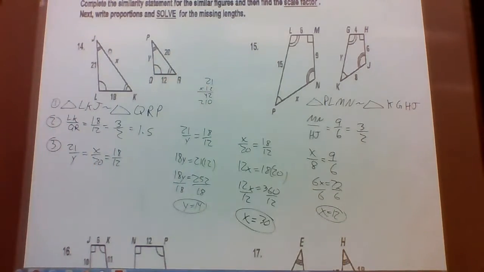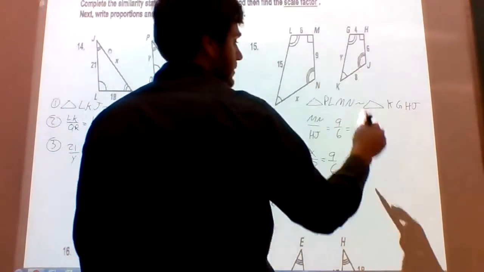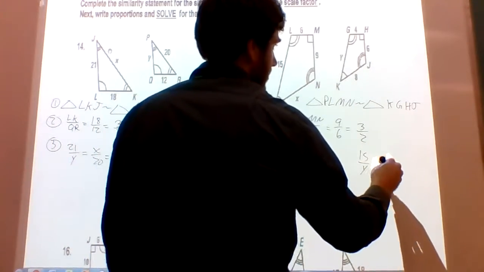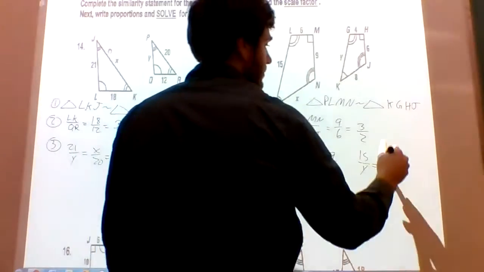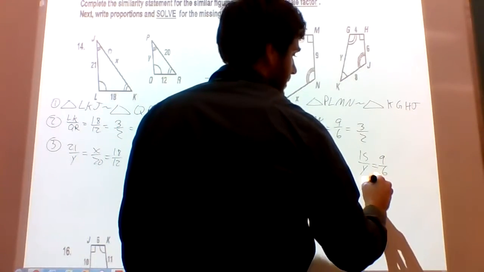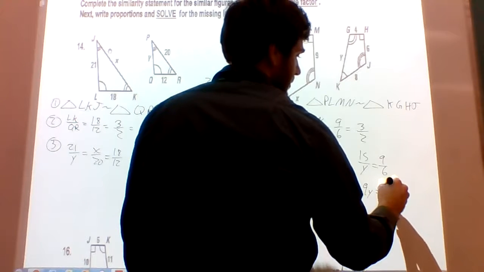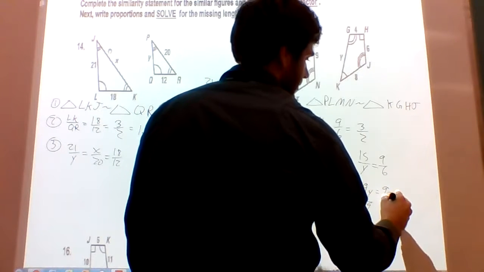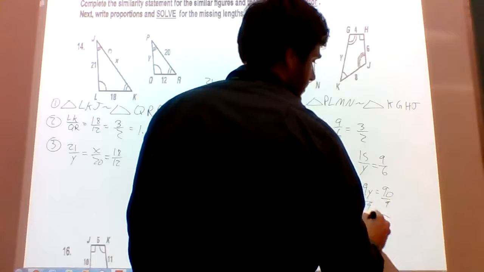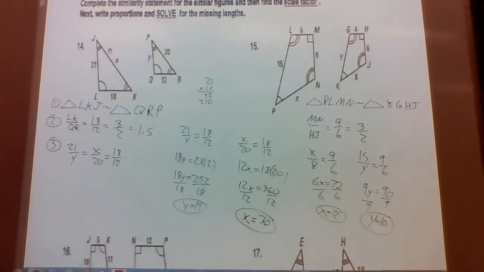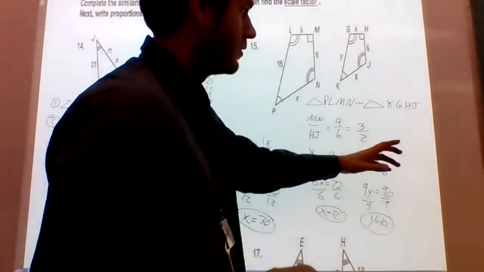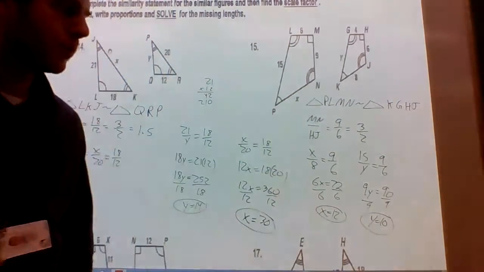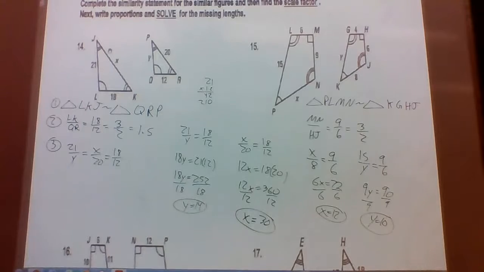Okay. To find y, same thing. So 15 lines up with y. And we have to set that equal to one of the other ratios. So let's make it 9 over 6. Okay, 9y is going to equal 90. Divide by 9, y equals 10. So you don't need all 4 ratios written all the way out. You can just pick 2 of them to set up a proportion to solve for x or y.